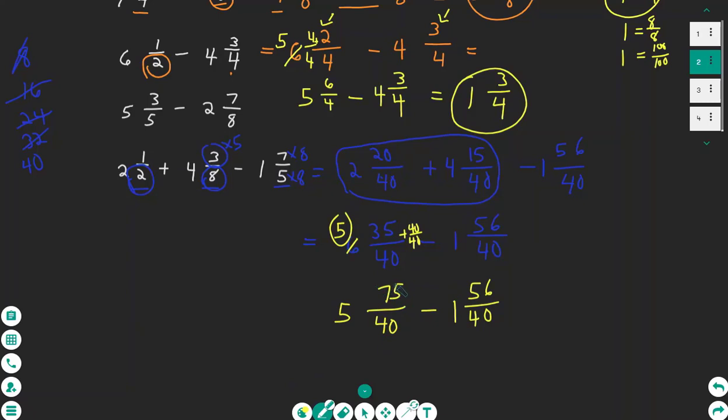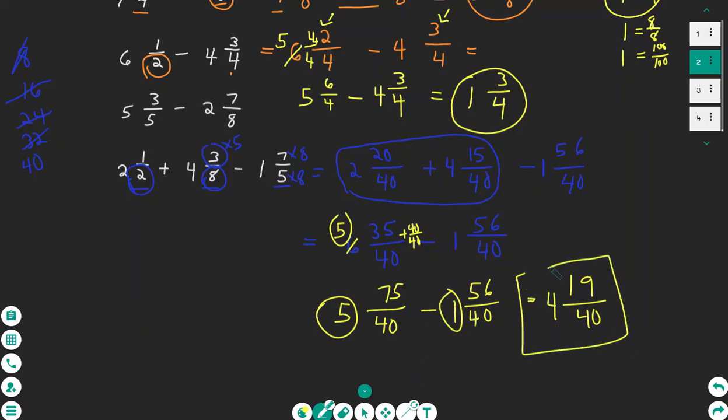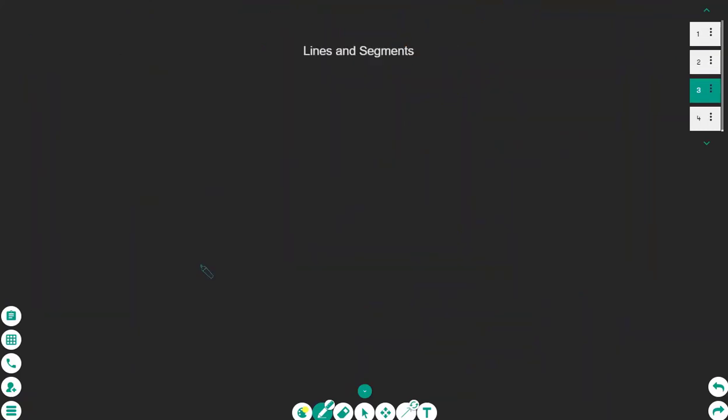And now this numerator is big enough so we can take the 75 minus the 56, which is what? 75 minus 56. 19, I think. 19 over 40. But don't forget your whole numbers. 5 minus 1 is a 4. So that would be our solution. Excellent. So hopefully that makes sense.